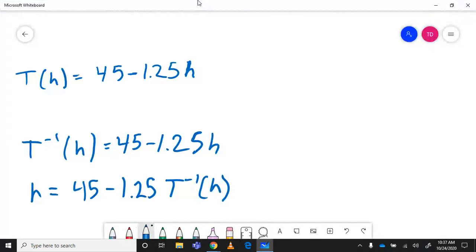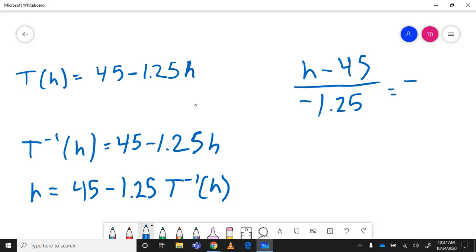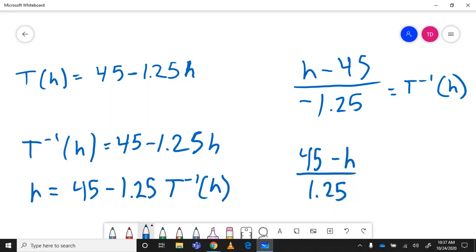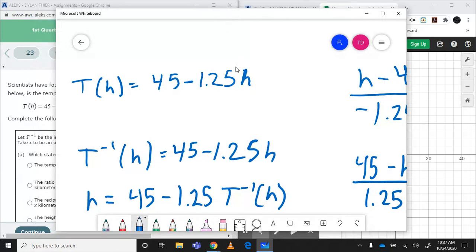Okay, that's the same way we've seen it before in class. I just didn't write the y and switch it and then go back. I've just kind of eliminated that y step. But now we just want to solve. So we are going to say that if we subtracted 45 on both sides and we divided by negative 1.25, then we would have our inverse function. I'm going to simplify that and call that 45 minus h over 1.25. Okay, so that would be our inverse function.